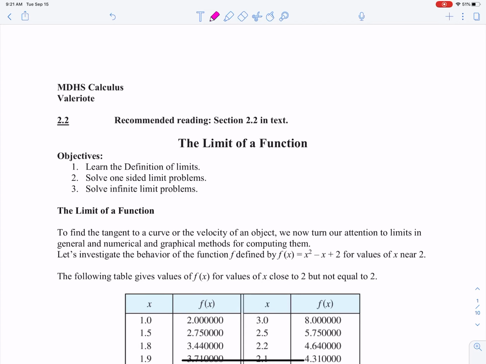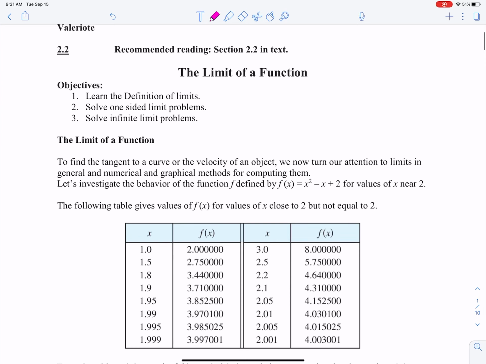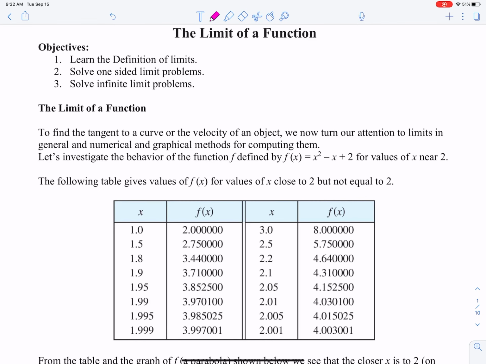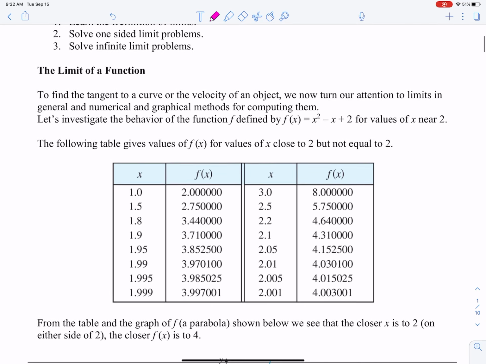All right, welcome to section 2.2, the limit of a function. So this is where we really start some actual calculus now. We kind of introduced the idea of limits a little bit in the last section, talking about how we get those 2 points infinitely close together so that we have a second point so that we can create the slope, etc. All right, so now we're really going to see what all that was about.